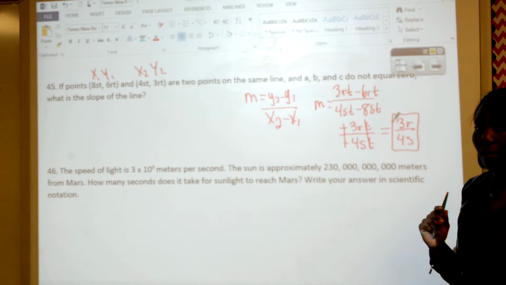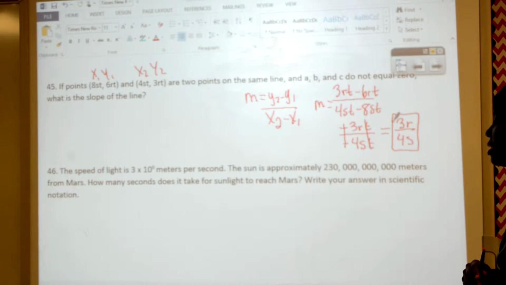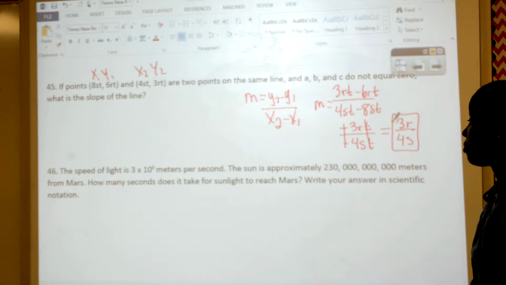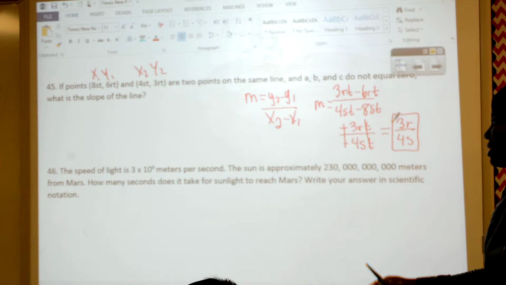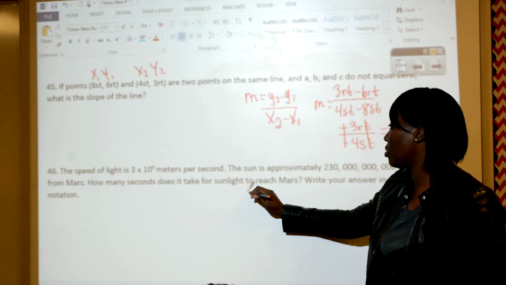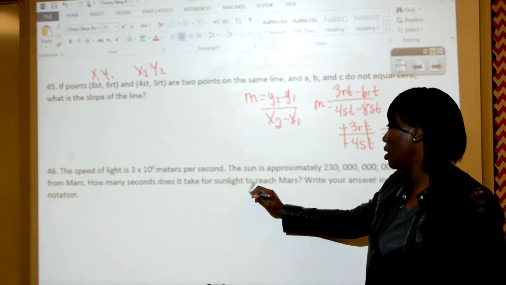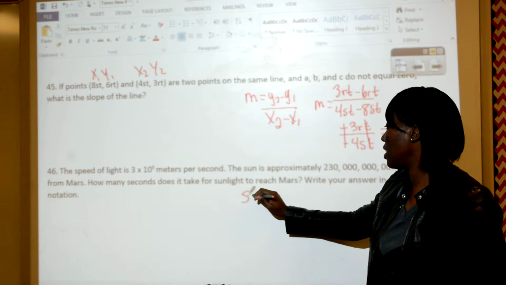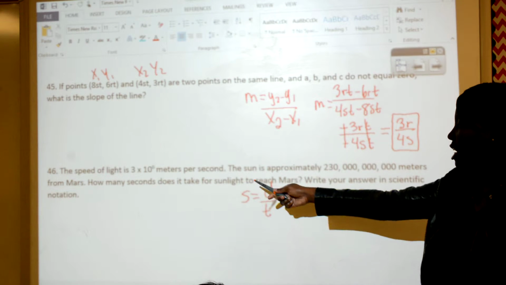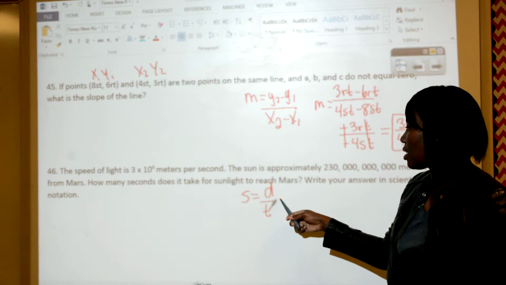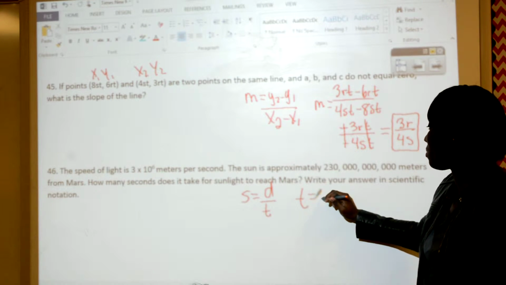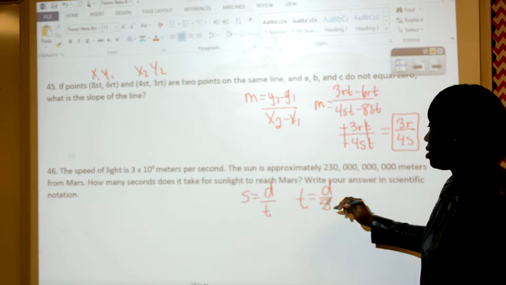Everybody got it? And then the last one is talking about the speed of light and the distance from the sun, and it wants us to find the seconds it takes to get to Mars. So write an answer in scientific notation. We know that speed equals distance divided by time, right? And in this case, we're looking for time. So basically, you multiply both sides by t and divide by s. So our equation is time equals distance over speed.